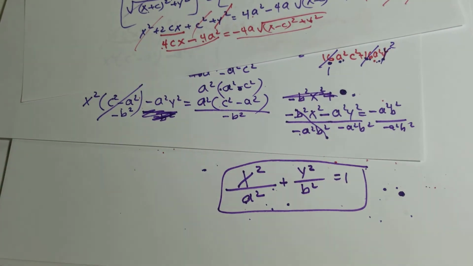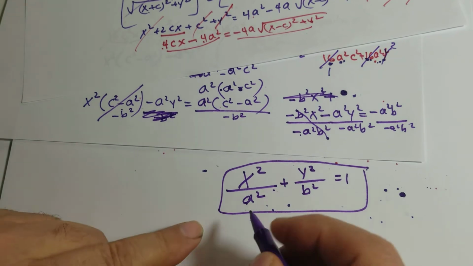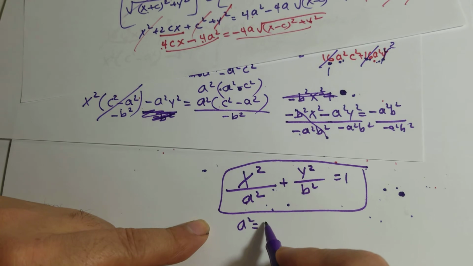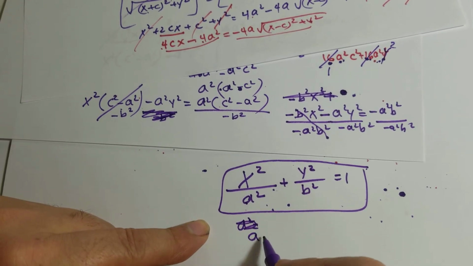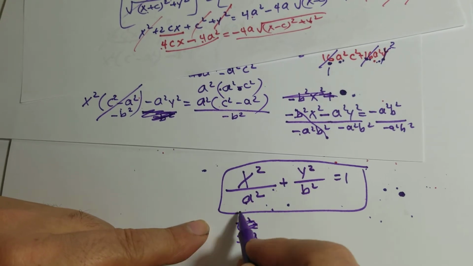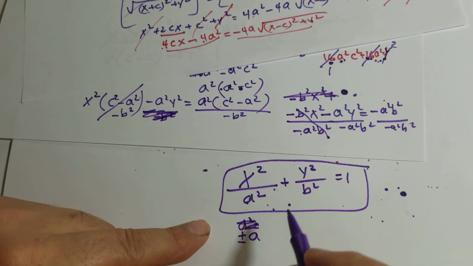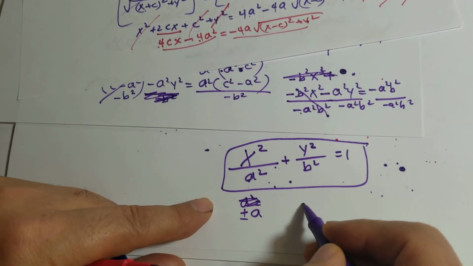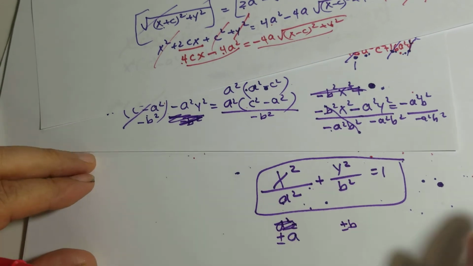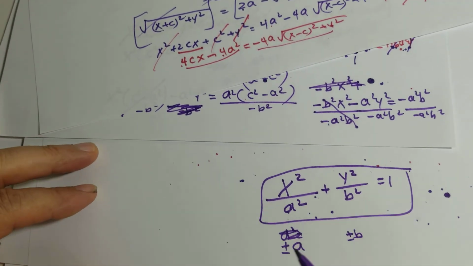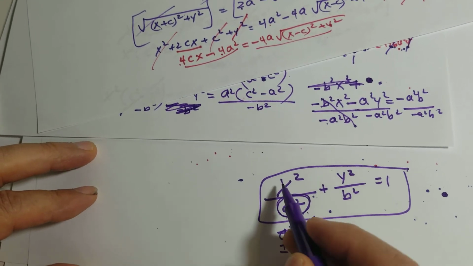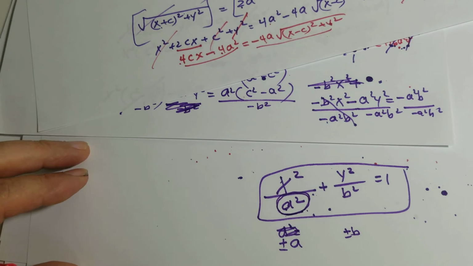This is the equation of an ellipse, in which plus minus a is the length of the major axis. Therefore, if you take the square root of that one, it becomes plus minus a. And if you take the square root of that one, it becomes plus minus b. And where do you see that a? A is under x. Therefore, wherever the largest number is, the major axis is going to be parallel to that axis.